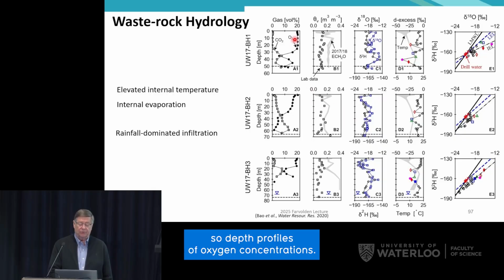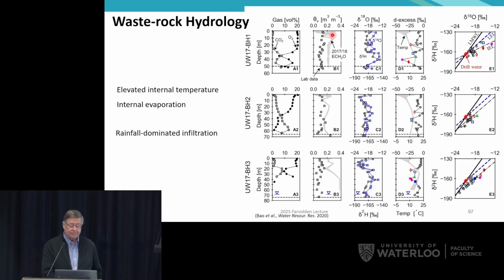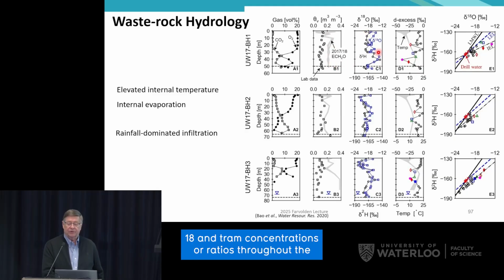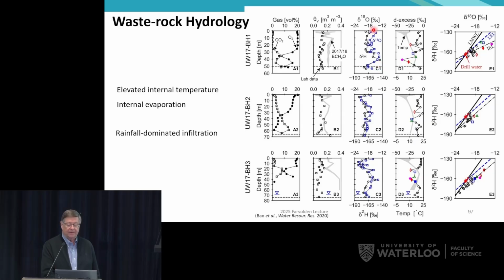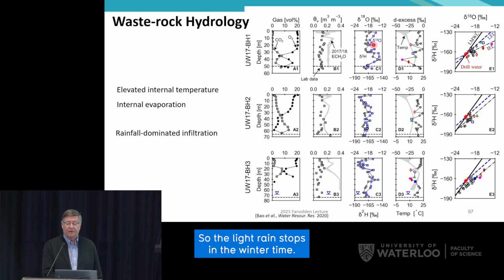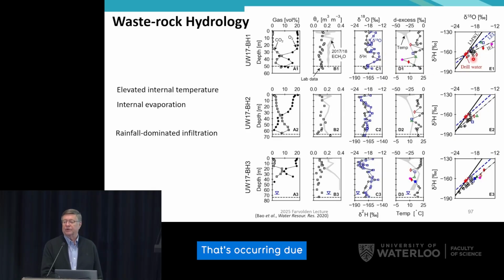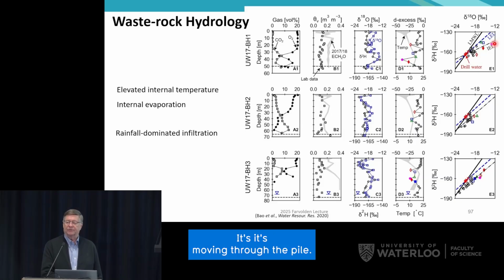These show depth profiles of oxygen concentrations, so oxygen is being consumed, CO2 is being generated and moving upward. The moisture content is relatively uniform throughout the depth, and we measured O18 and deuterium ratios throughout the pile, and we see a few things. We see the seasonal variability in recharge, so the lighter isotopes in the wintertime, heavier isotopes in the summer. But we also see enrichment at about this depth, which we attribute to evaporation that's occurring due to the high temperatures within the pile. So we see a zone of evaporation within the pile, and that evaporated vapor is moving with the gas that's moving through the pile.